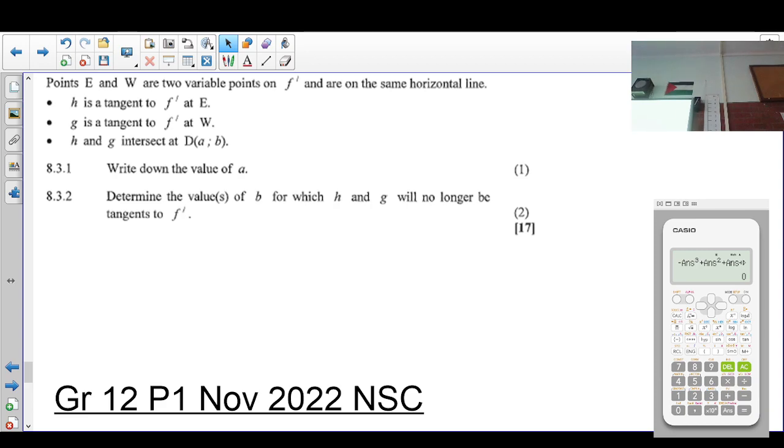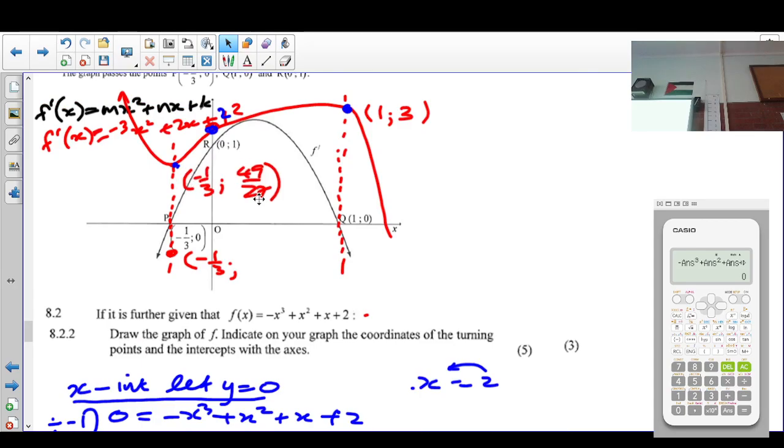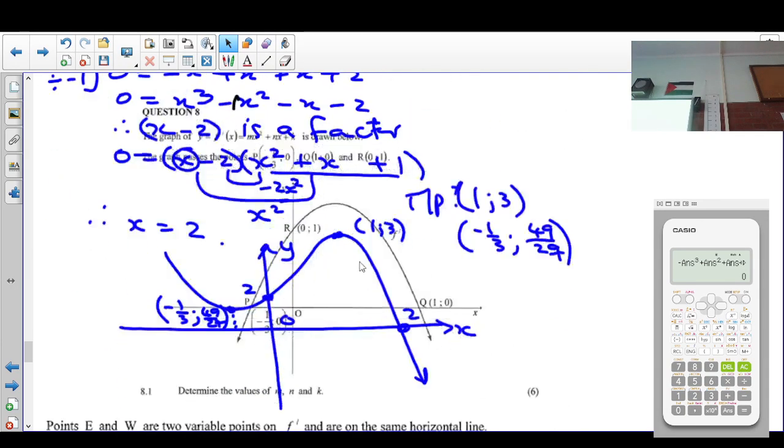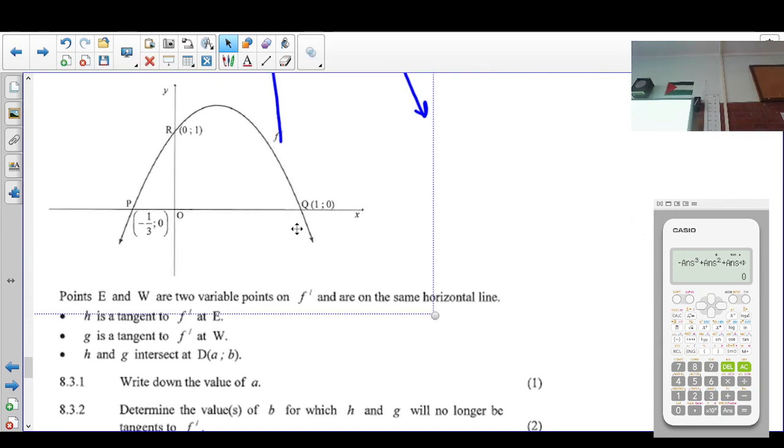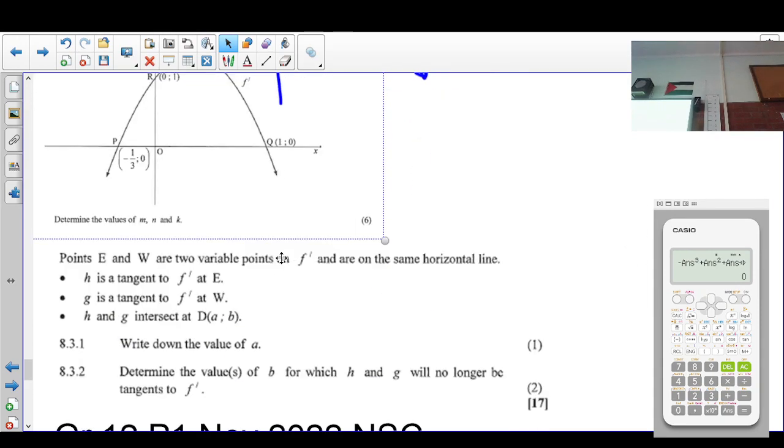Okay, so I need the additional function. I think now wait. Let's pull the graph down. It's in relation to this graph. Okay, that's what I was thinking of.